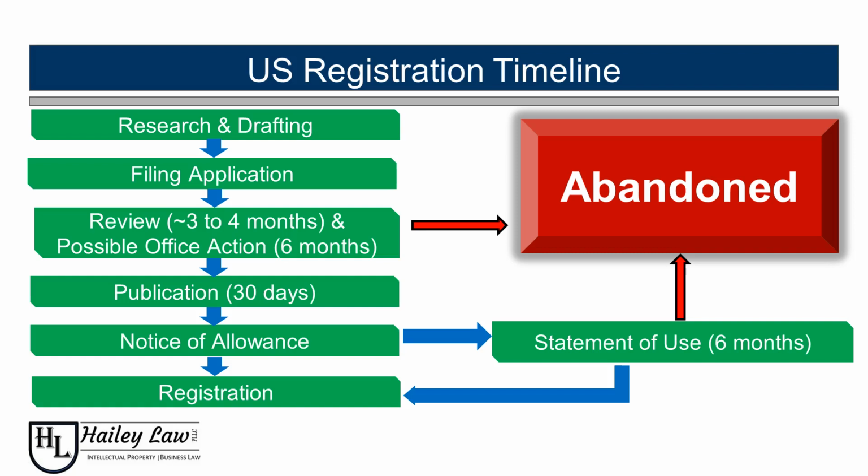Now, if the application was a 1B application, intent to use application, instead of moving to registration, you have to provide something called statement of use. Statement of use is just showing how the mark is being used in commerce. Pretty much it's the specimen. Now, once a statement of use is approved, you move to registration. If there's any issues with the statement of use, then you may receive another office action. Now, if you don't file a statement of use within time and don't have an extension, your application will be abandoned and you have to start the process all over again.